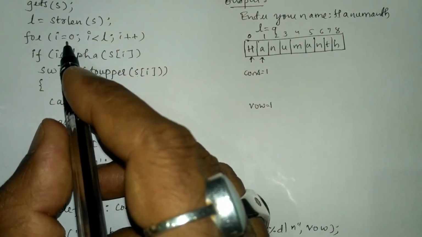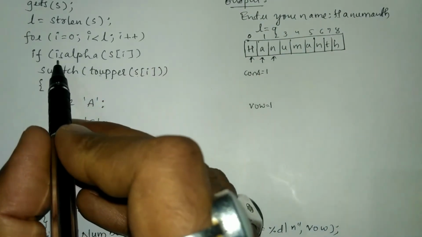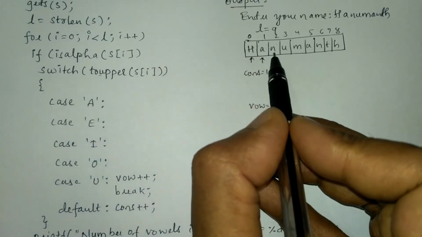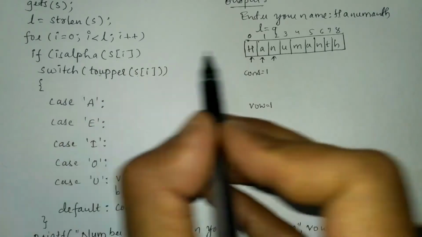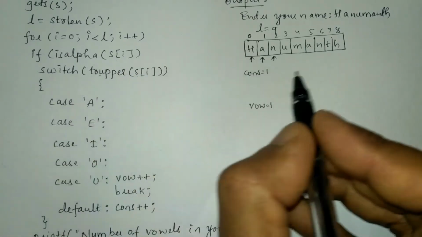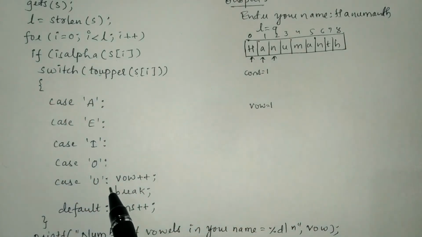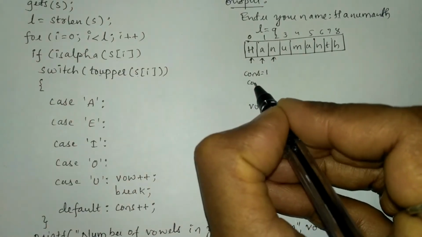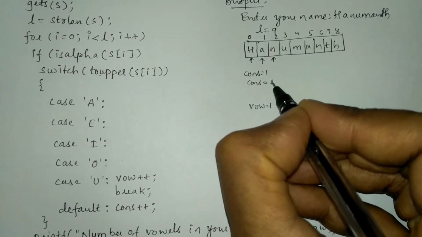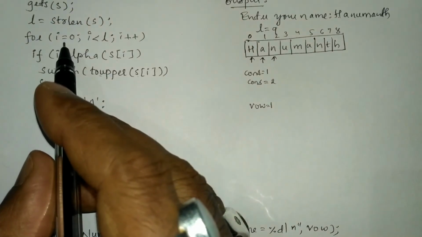Now i value is 2. So it is pointing to the next letter N. So isalpha of s[2], N. So is it alphabet? Yes, it is true. It is alphabet. Switch to upper. So it will become capital N. So here it is not matching with any of these vowels. So hence default, consonant will get incremented by 1. Now the consonant value is what? Consonant is equal to 2 now. Okay. So again control transfers to for loop by incrementing the value of i by 1.